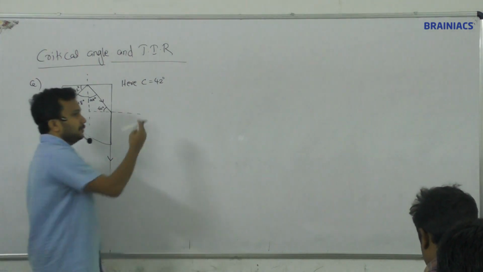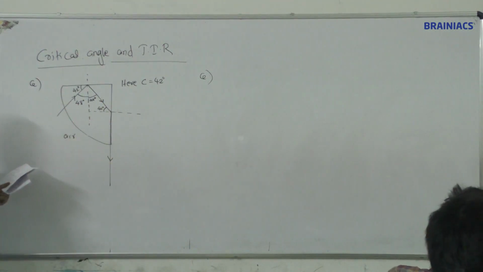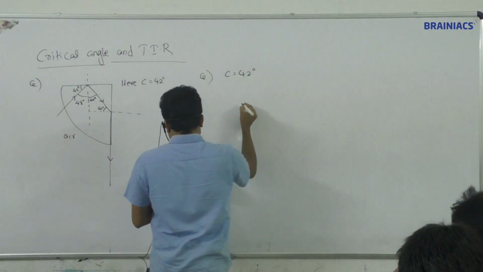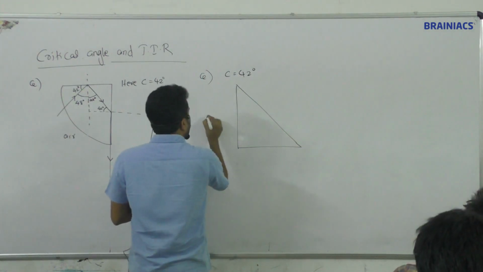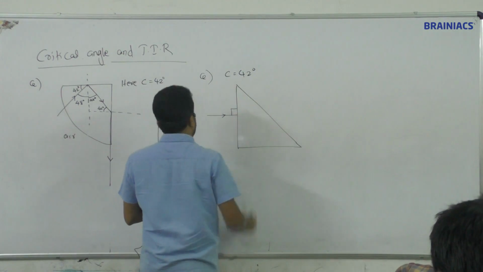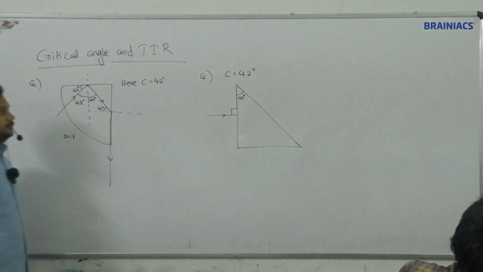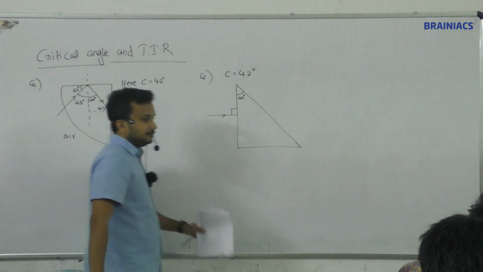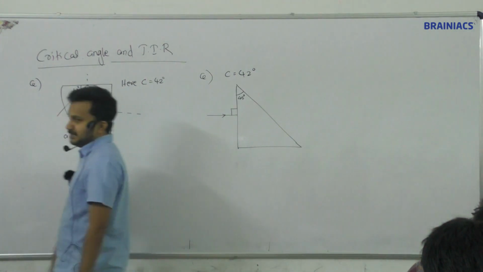Then the next question. Complete the ray diagram. With critical angle equal to 42 degrees again, complete the ray diagram, how it is moving, how the ray will go. It is entering a kind of prism.